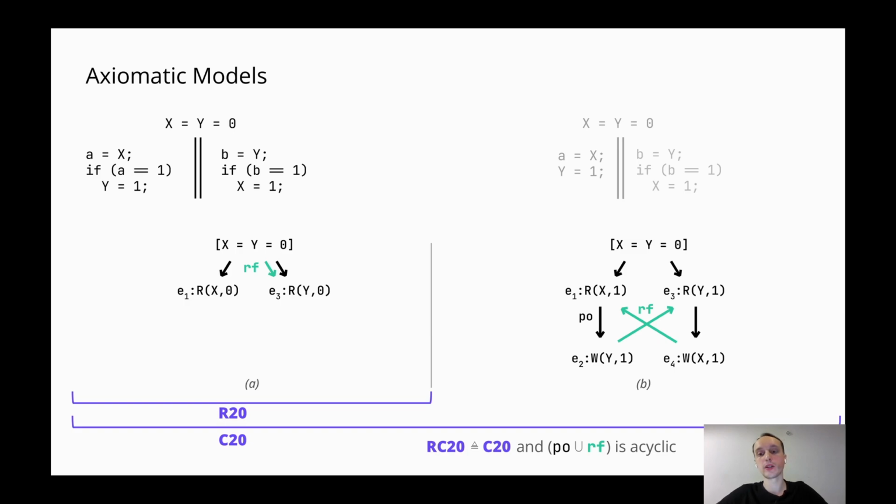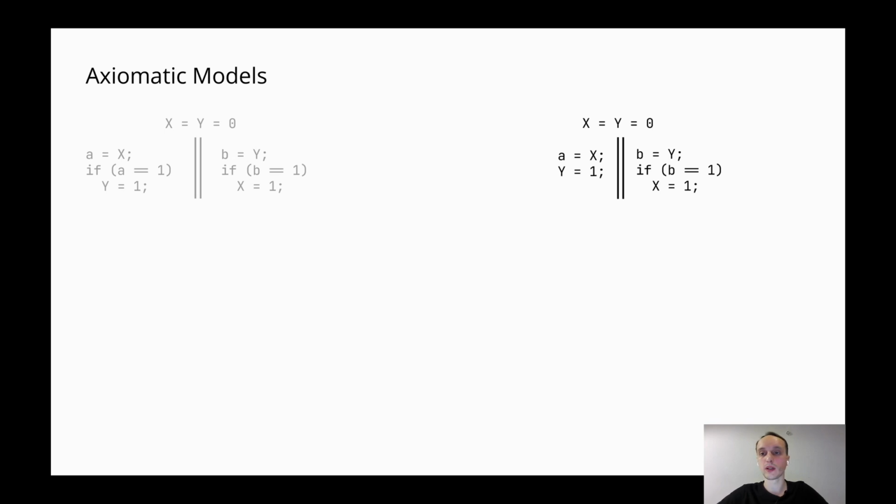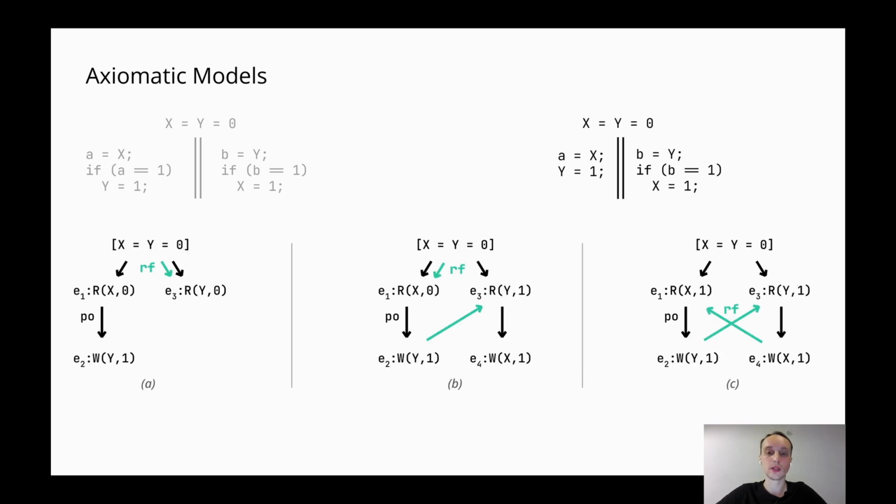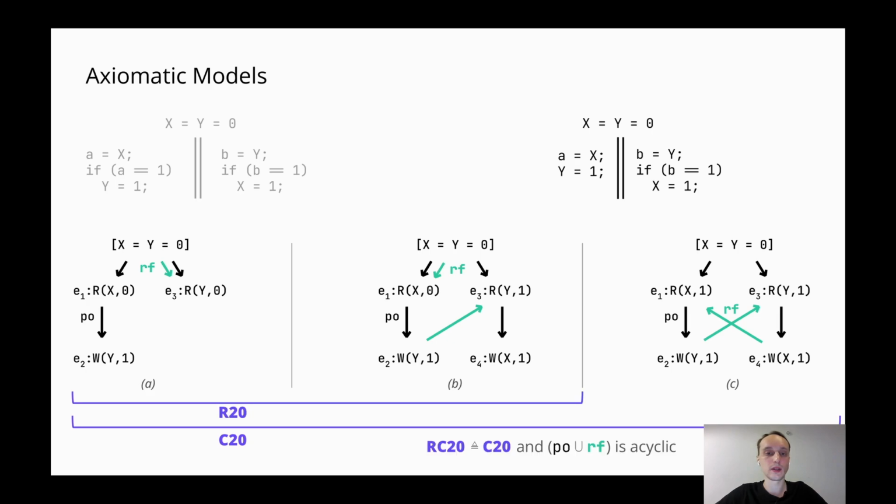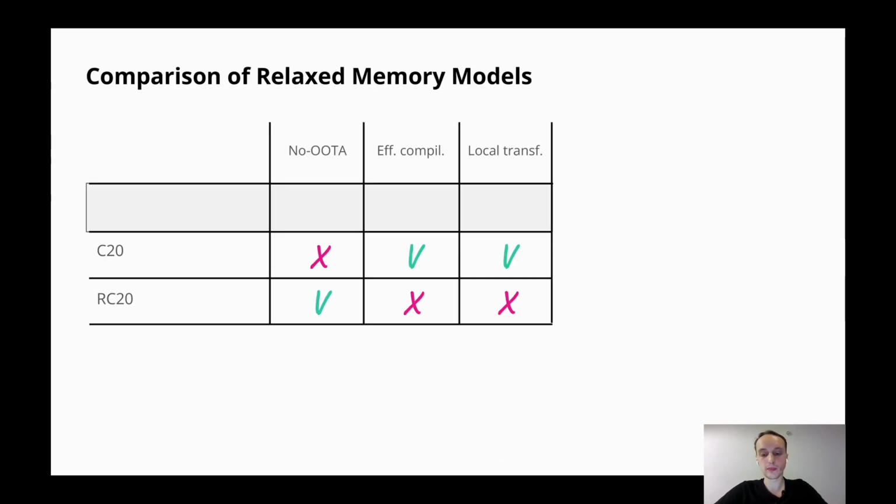But it turns out that this additional constraint is too strong, because if we take a look at the program on the left and consider all of its possible execution graphs, then again C20 considers all of them consistent, but RC20 considers only two of them consistent. However, in this case it poses a problem because this third cyclic execution graph actually corresponds to a valid outcome that can be obtained as a result of instruction reordering. Can we prevent thin air outcomes while maintaining compilation efficiency?